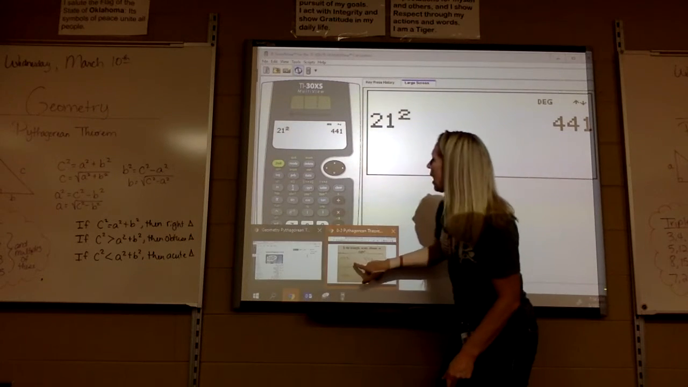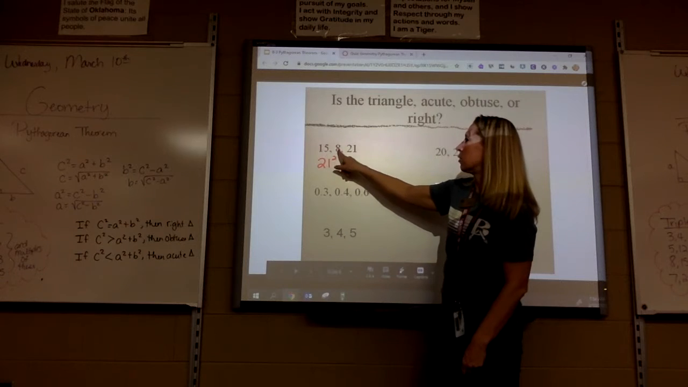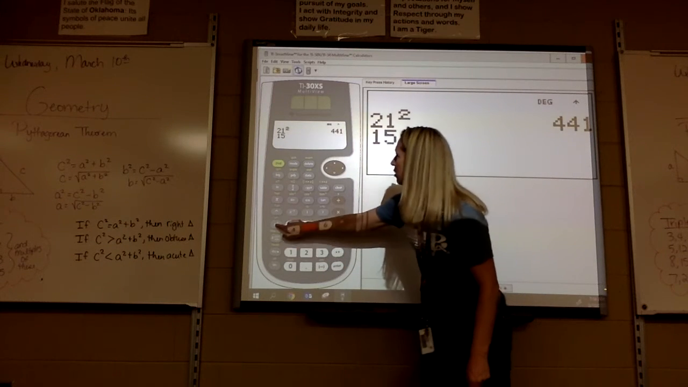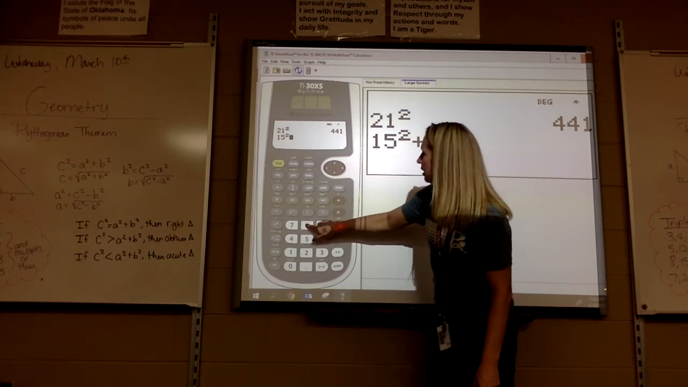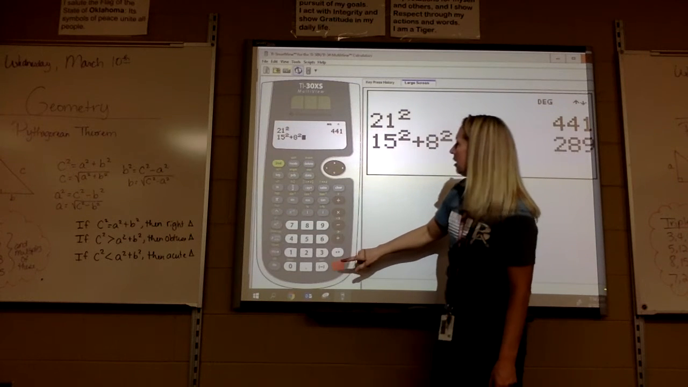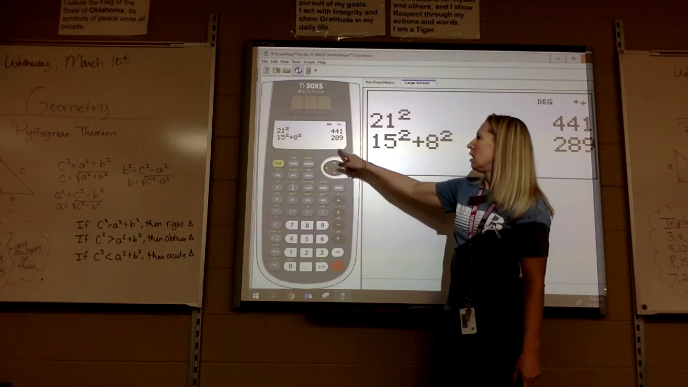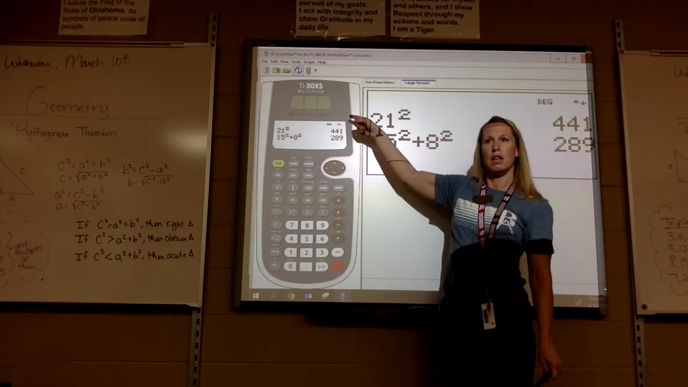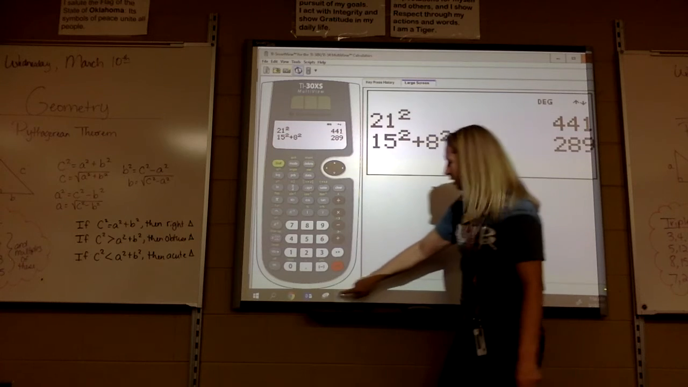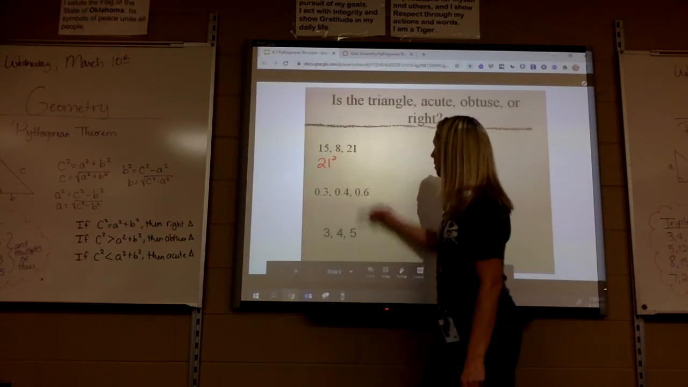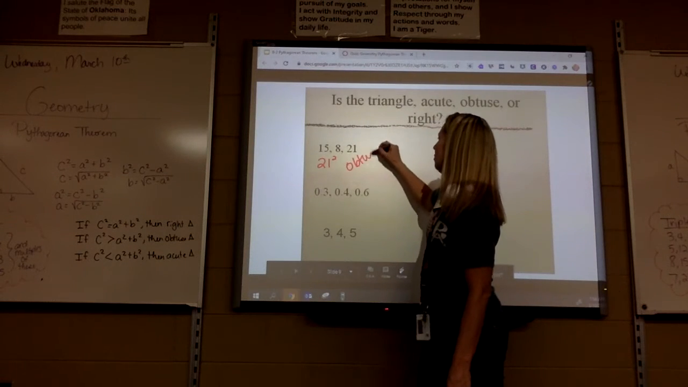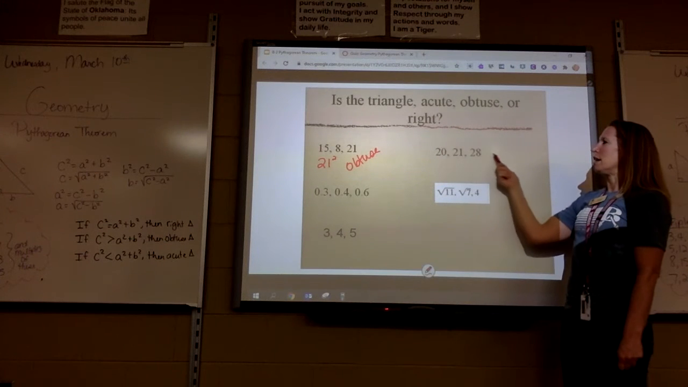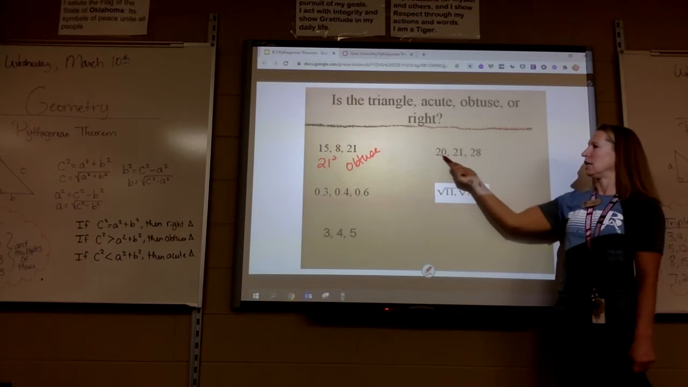So I'm going to compare that to 15 squared plus 8 squared. Okay, so the c squared is bigger, obtuse. Does that make sense? Maybe a little?